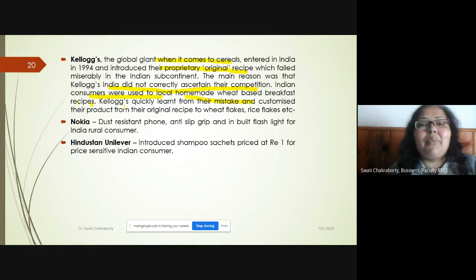So Kellogg's learned from their mistakes, customized their product, and moved from their original recipe to wheat flakes and rice flakes, and it's doing well. Same thing with Hindustan Lever, where they introduced shampoo sachets worth one rupee for price-sensitive Indian consumers, and it's running successfully.